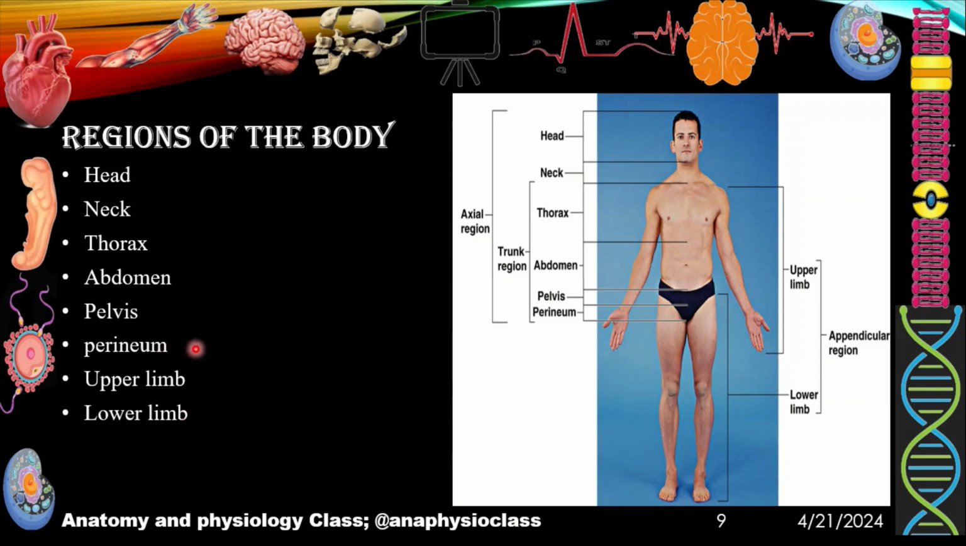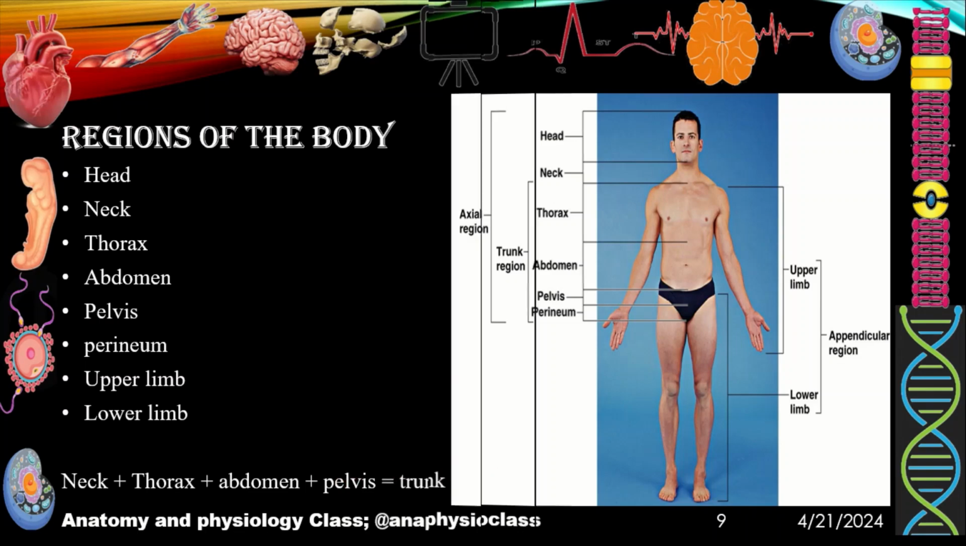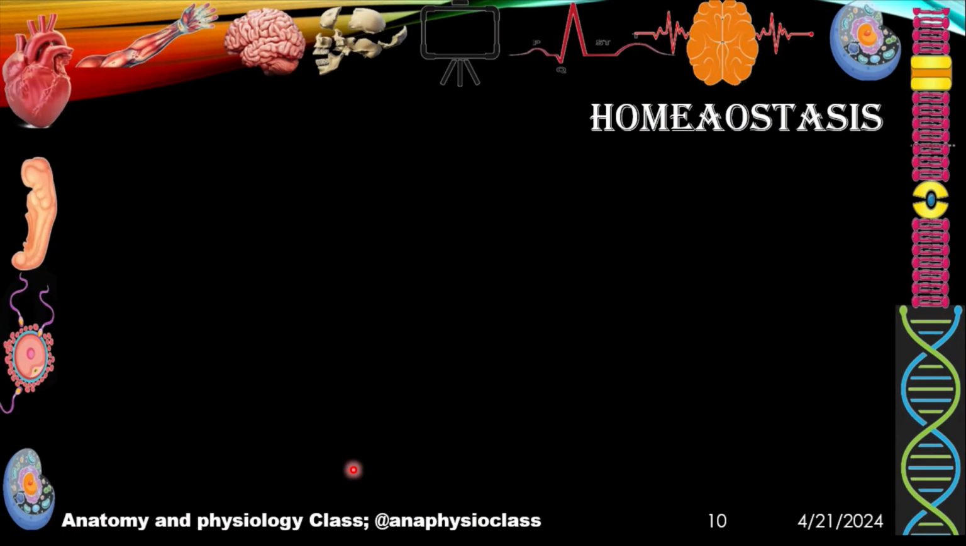So the perineum is just the region or the part of the body that contains the external reproductive organs, or external genitalia, and the anus. That part is what is known as the perineum. So the neck, thorax, abdomen, and pelvis give rise to the trunk. When we say trunk, we mean the combination of these regions.